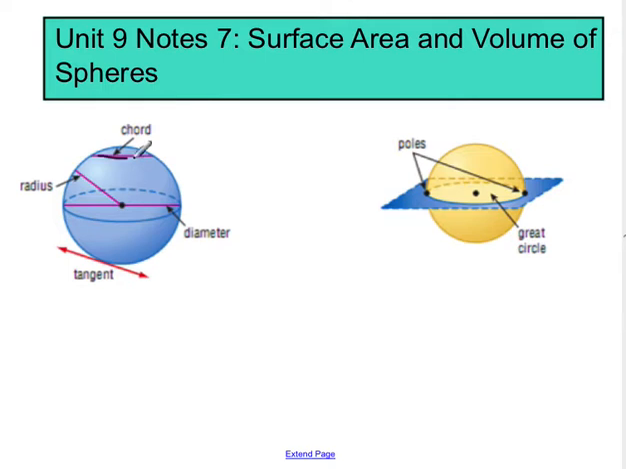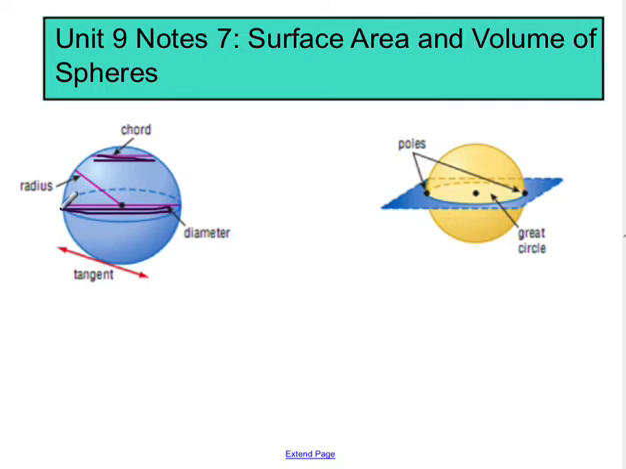So a chord kind of looks like this. This is a chord, and it's a segment that connects any 2 points on a sphere. So it doesn't necessarily have to go through the center, but it does need to connect 2 points of a sphere. A diameter is a chord that goes through the center and connects one side to the other, going through the center of that sphere.